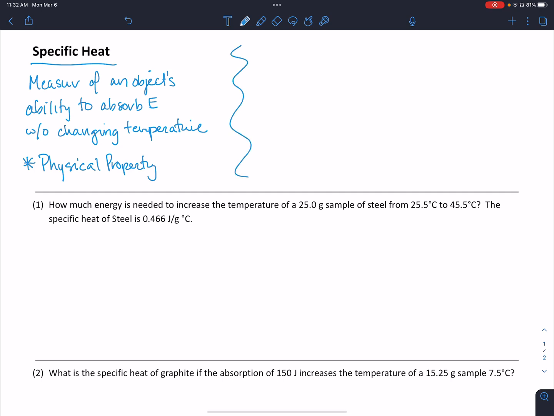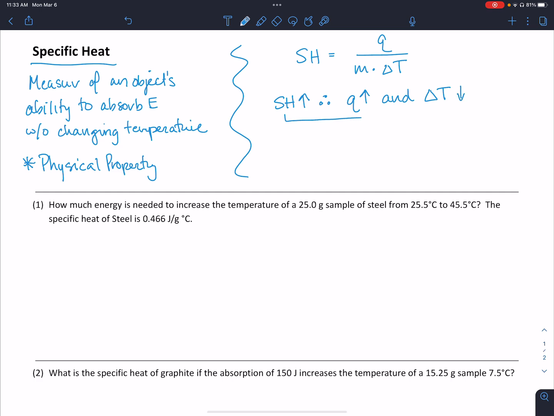Now, the formula for specific heat is SH equals Q, which is heat, divided by the mass of your substance times that temperature change. Based on this formula, we have a couple of relationships. For example, if we're looking at a substance with a high specific heat, then you're going to need to add a lot of energy if you want to change that temperature, because that high specific heat value tells me that the temperature change is going to be pretty low.